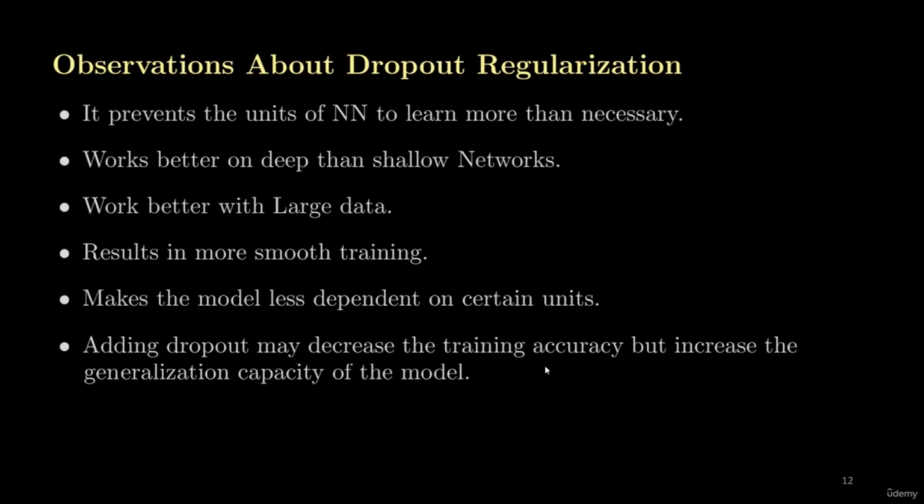Adding dropout may decrease the training accuracy but increase the generalization capacity of the model. Now, this is a very important point. Suppose that the training accuracy of your model is 95% and the testing accuracy is 90%. What happens after the dropout? After the dropout, there is a chance that training accuracy reduces from 95 to 90, but your testing accuracy will not be reduced. So dropout may decrease the training accuracy, but it will not decrease the generalization ability of the model.